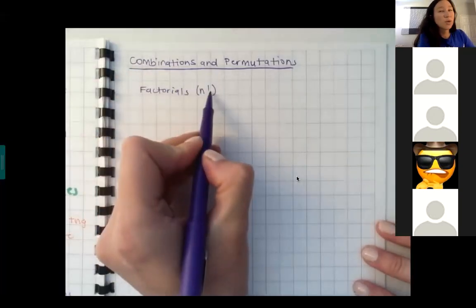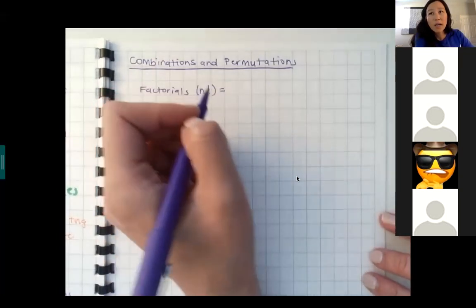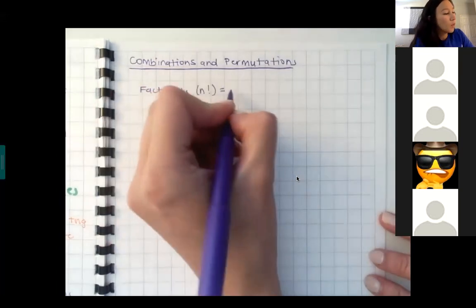And so we symbolize a factorial with an exclamation point. And that is a product of all positive integers less than or equal to n.